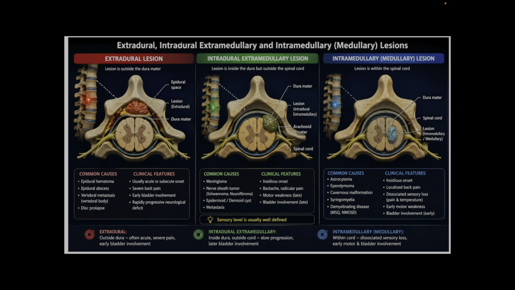Then coming to intradural extramedullary lesions. These lesions are inside the dura but outside the spinal cord. They compress the cord gradually, resulting in a slower progression of symptoms. So what are the common causes? These include meningioma, nerve sheath tumors such as schwannoma and neurofibroma, epidermoid or dermoid cyst, and metastatic tumors.